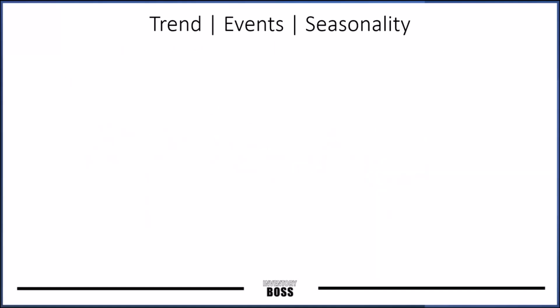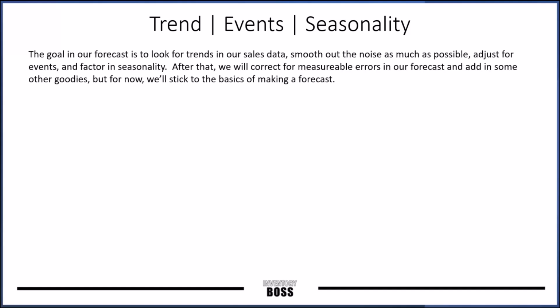So let's focus for a second on the trend, events, and seasonality and how we're going to approach these. The goal in our forecast is to look for trends in our sales data. We're going to smooth out the noise as much as possible, adjust for some events, and then factor in seasonality. So we've talked about all that already. Now, after that, we're going to correct for measurable errors. I'll explain that later.